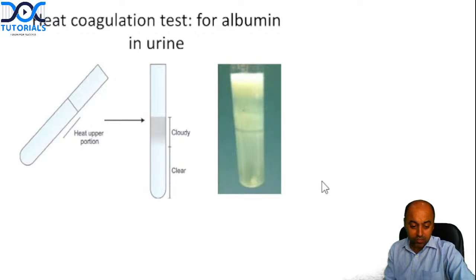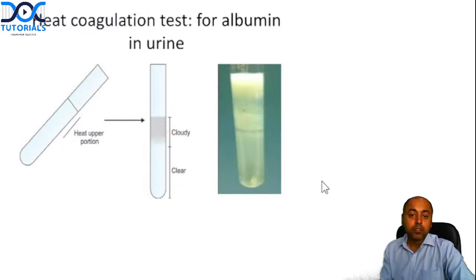Heat coagulation test, you can see how it appears. The upper part is heated. If the protein is present, it will give the cloudy appearance. With the help of the glacial acetic acid, you confirm whether it is due to the protein or the phosphate.